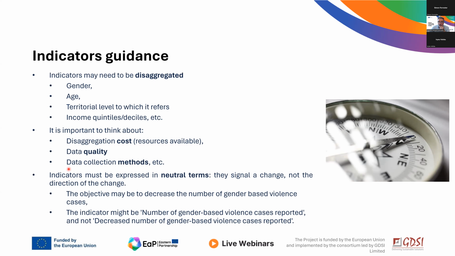Now, usually there's a difference in how we approach this. Indicators are to be expressed in neutral terms. They're used to signal a change, but not the direction of the change. So the objective may be to decrease the number of gender-based violence cases, for example. You want to decrease the number of gender-based violence cases, but the indicator should be number of gender-based violence cases reported and not decreased. That's your orientation. That's your objective. That's where you want to go.